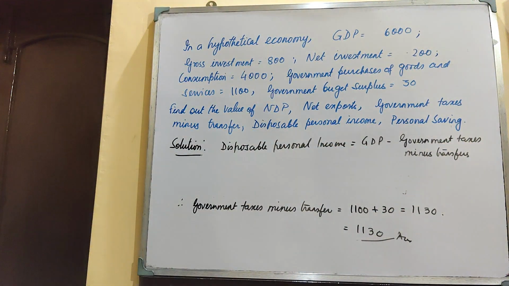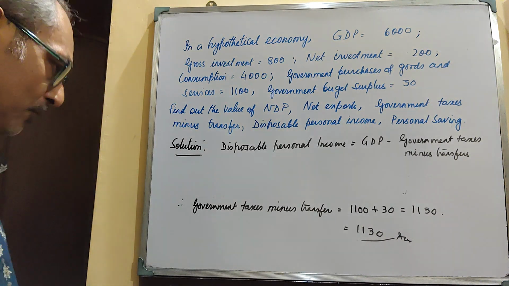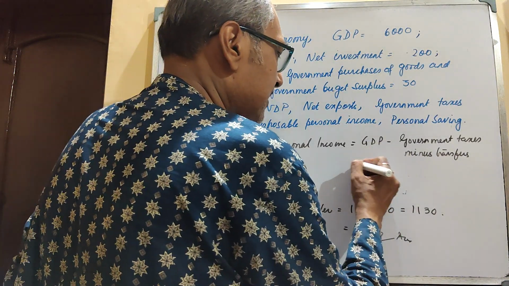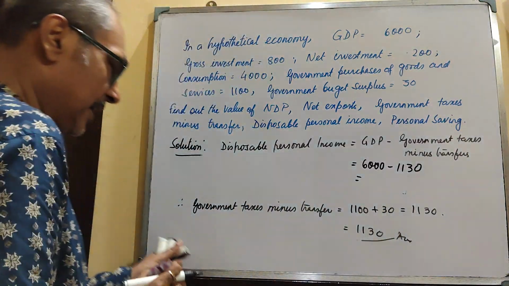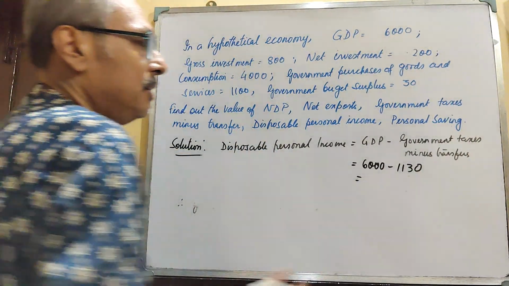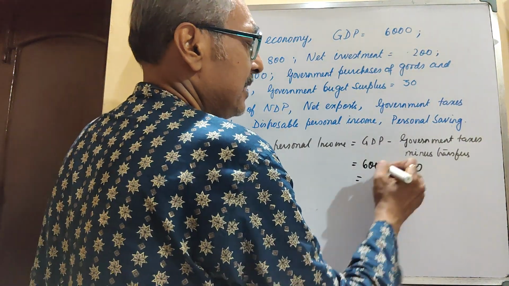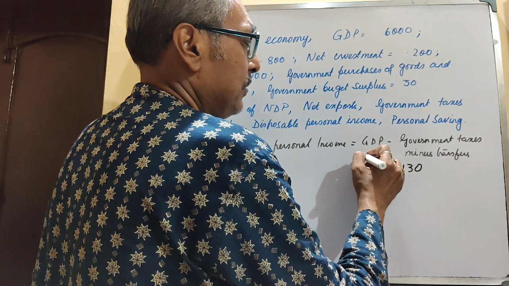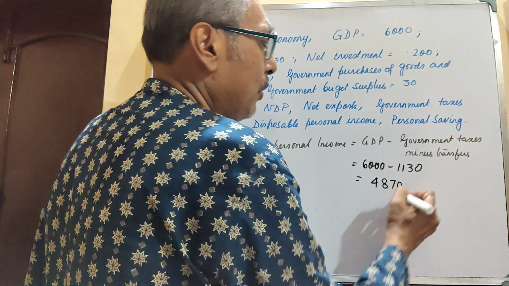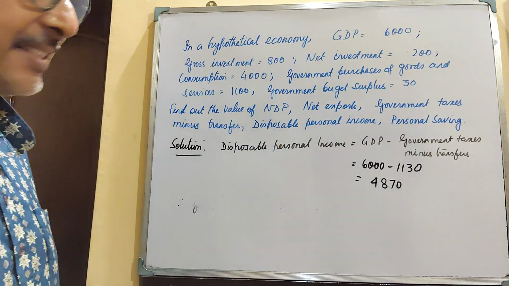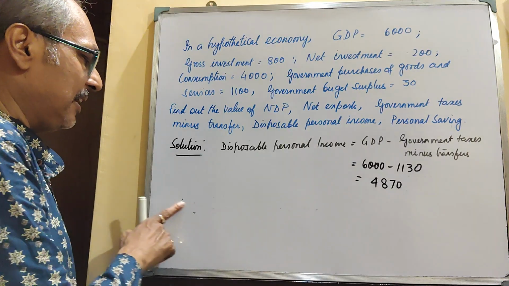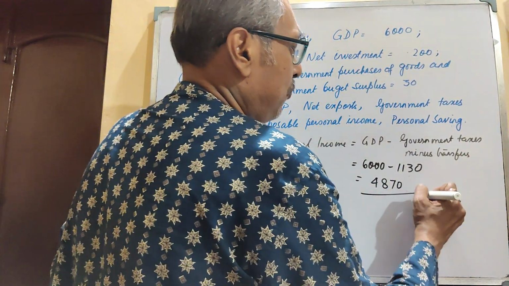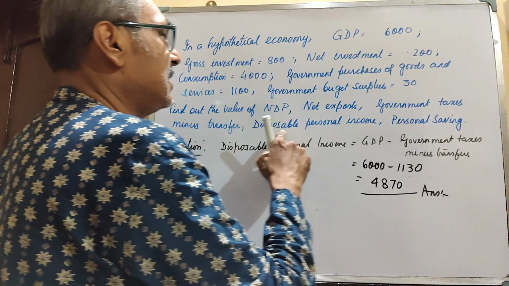GDP is given as 6000 and government taxes minus transfer is 1130. This is 6000 minus 1130. This becomes 4870. This is the disposable personal income. Disposable personal income is 4870. This is the answer of this part.